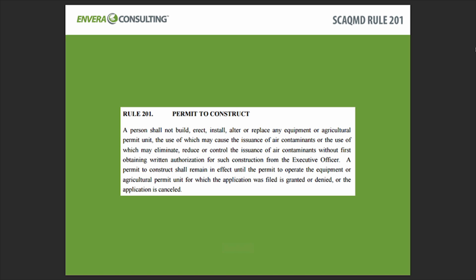It says that a person shall not build, erect, install, alter, or replace any equipment or agricultural permit unit, the use of which may cause the issuance of air contaminants, or the use of which may eliminate, reduce, or control the issuance of air contaminants without first obtaining written authorization for such construction from the executive officer. Now, when looking at Rule 201, the last piece about obtaining written authorization is very important because that written authorization is the permit itself.